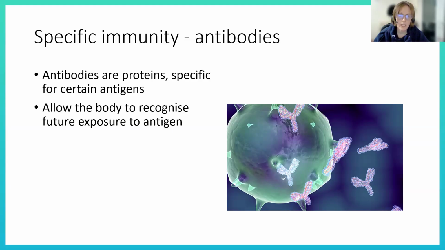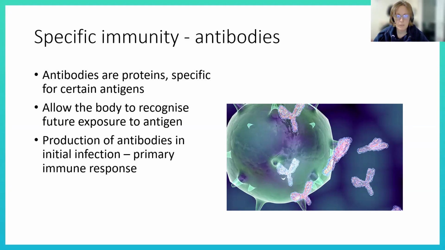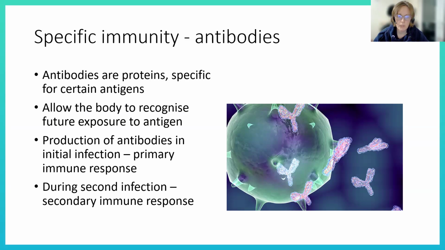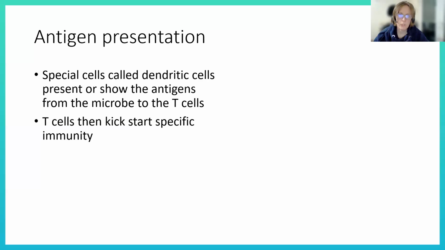And what they do is they allow the body to recognize that antigen again if it comes across it in the future. So the production of antibodies in the initial infection is called the primary immune response. And if it's during the second infection, it's called the secondary immune response.